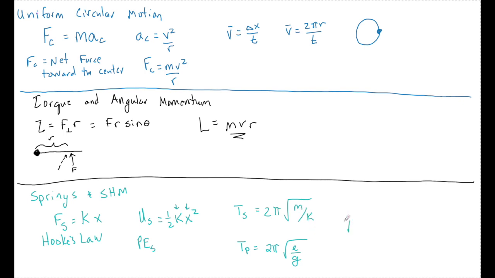The last period formula that you'll see for everything: period is equal to 1 over f. You see this in a couple different topics, but most commonly in simple harmonic motion.